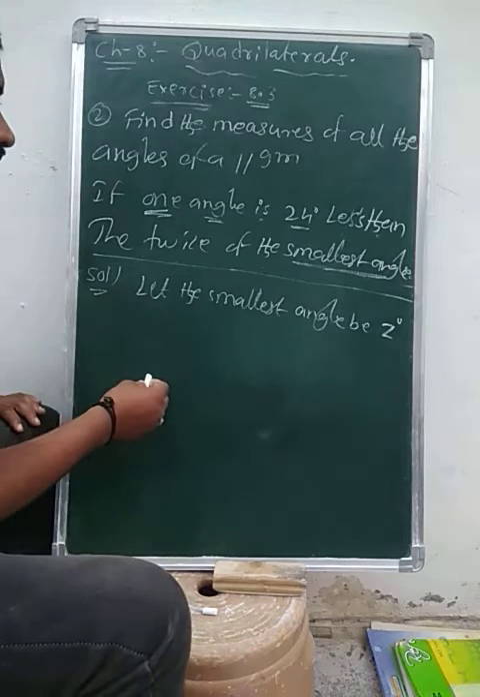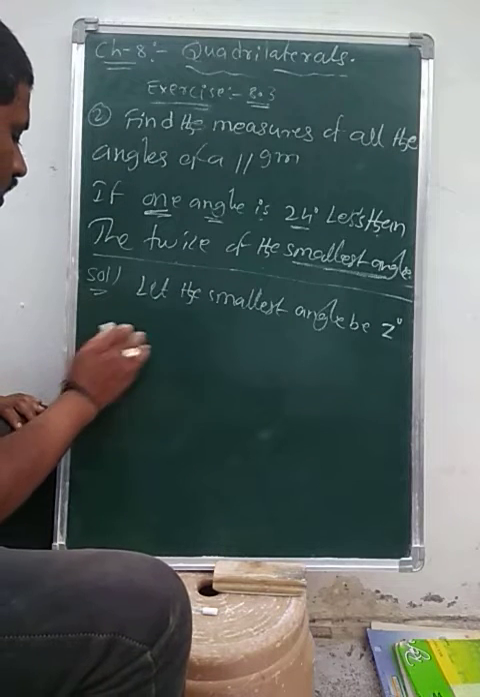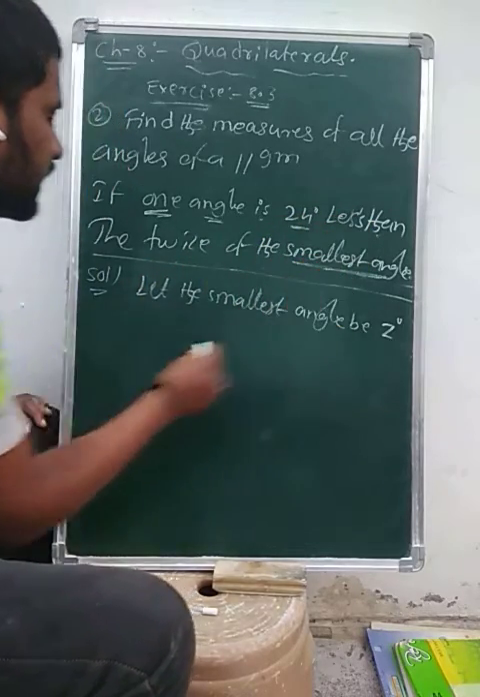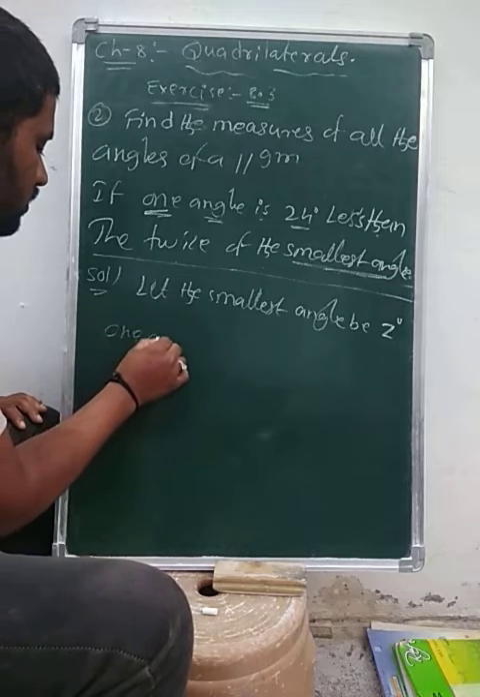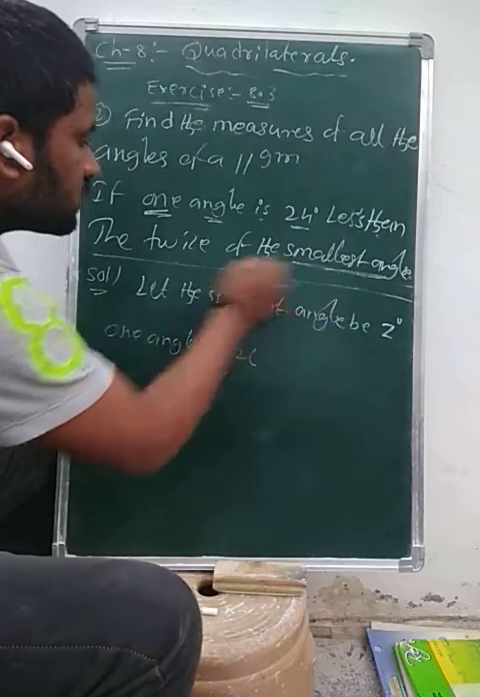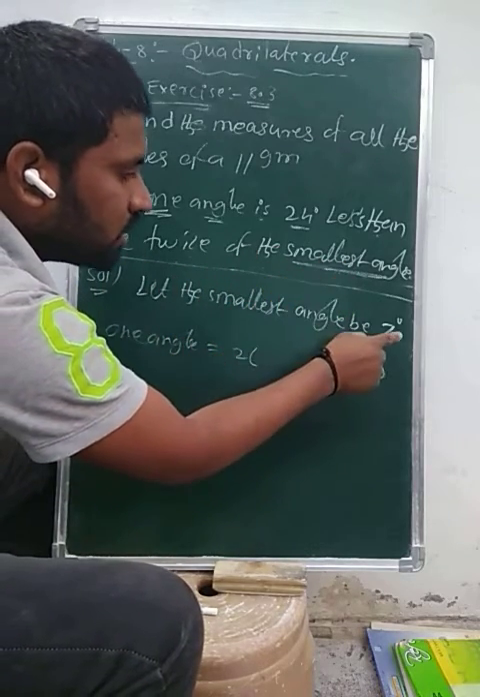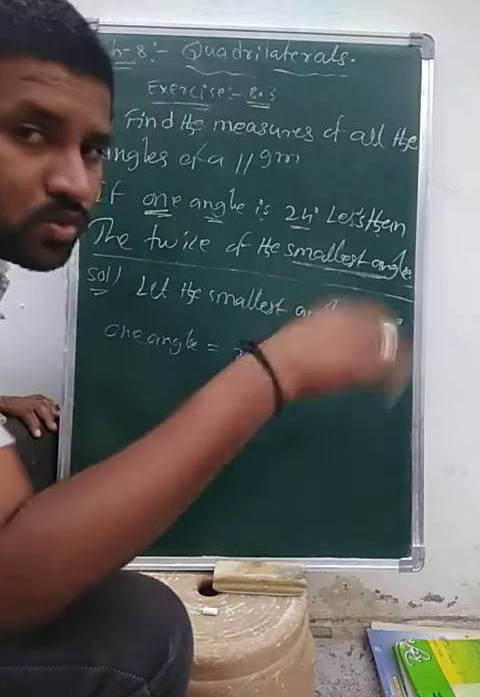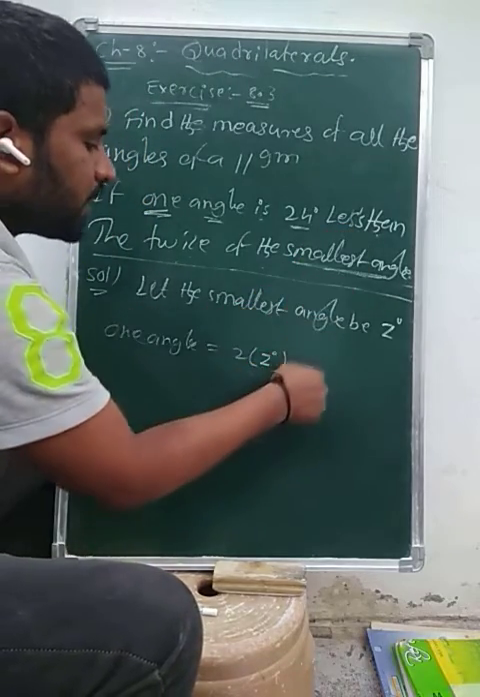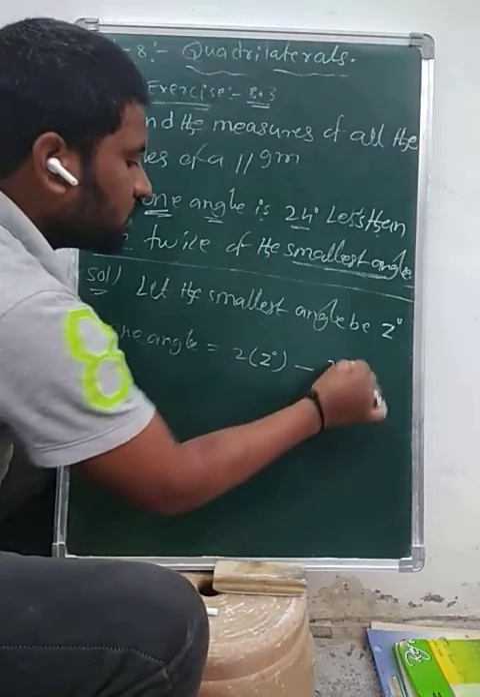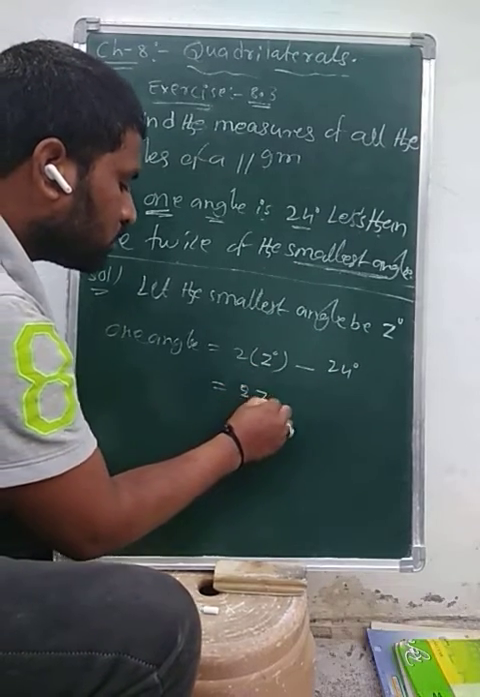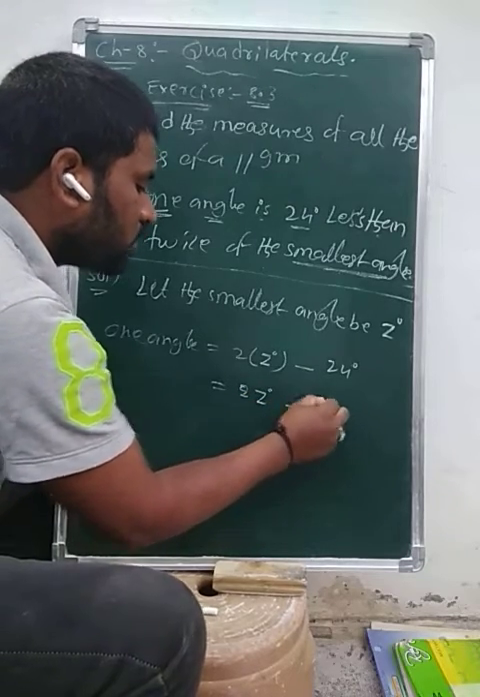Then one angle equals what? As per the question, 24 degrees less than twice the smallest angle. Twice the smallest angle, and I have taken the smallest angle as z degrees, means 2 of z degrees, minus, less than, means minus 24 degrees. Now that becomes 2 into z degrees, 2z degrees minus 24 degrees.